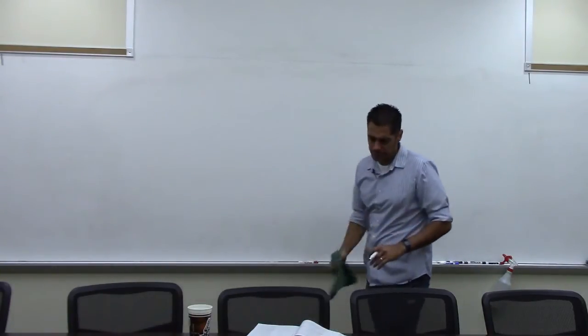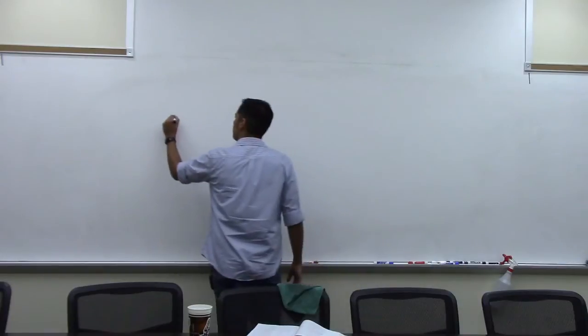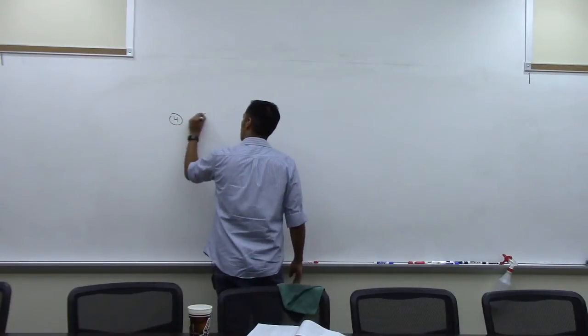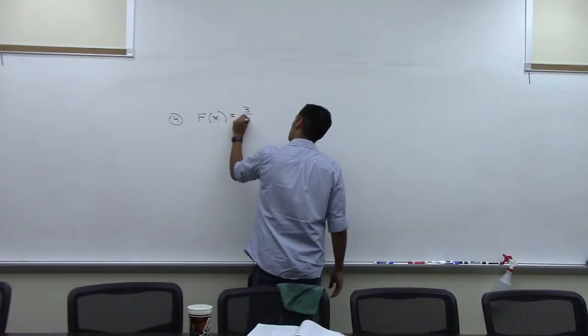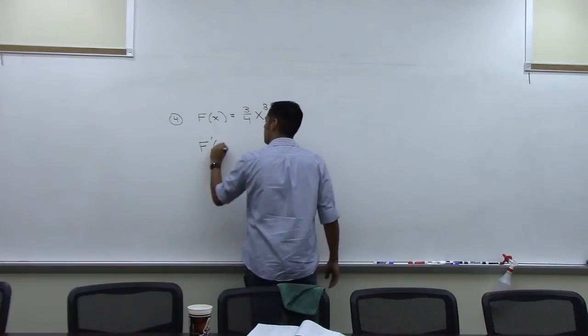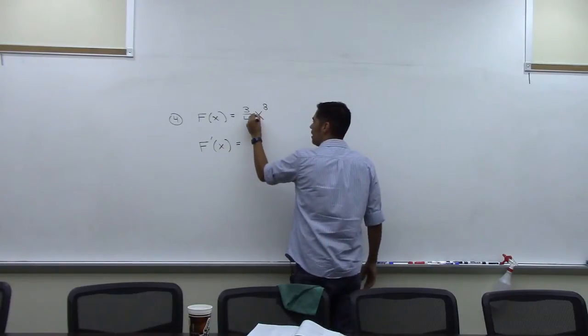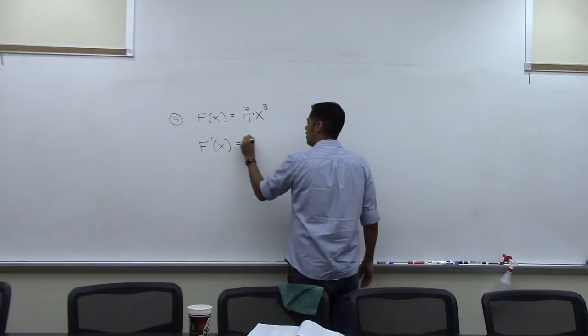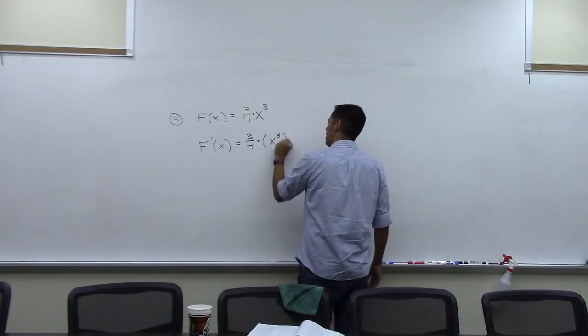All right. Number 4, f of x equals 3/4 times x to the 8th. So the derivative of capital F, well, we have a constant again times a function, so that's just going to come along for the ride, times the derivative of x to the 8th.